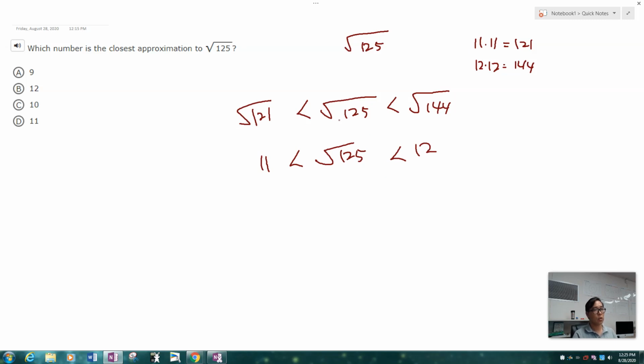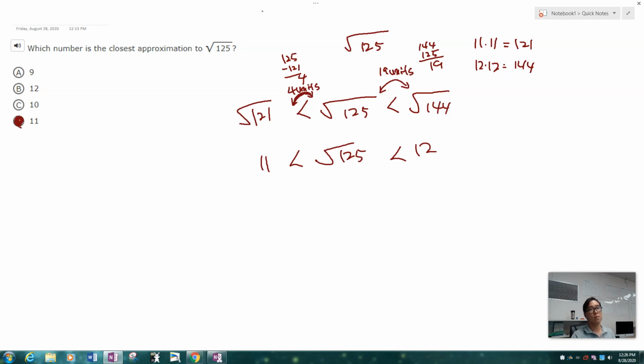Let's see. 125 minus 121 is 4. So from the square root of 121 to the square root of 125 is 4 units away. Whereas from the square root of 144 to the square root of 125, let's subtract 144 minus 125. That's 19, so this is 19 units away. So I'm going to say the square root of 125 is closer to the square root of 121, and we know the square root of 121 is 11, therefore it is 11.